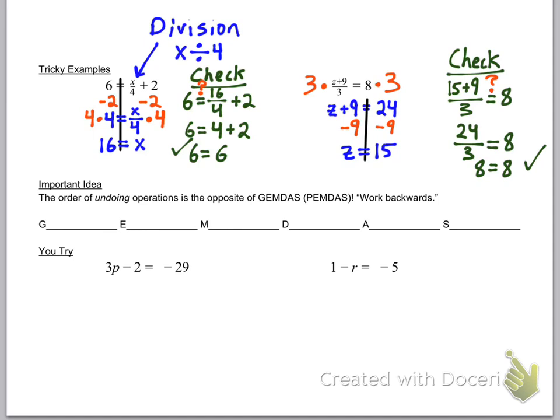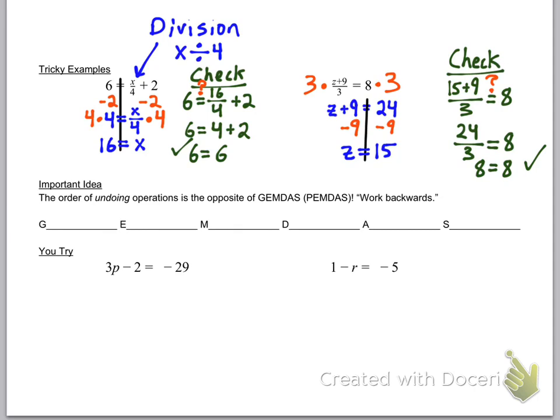So what in the world happened there? It seemed like on the left we did subtraction first, to undo the addition, and on the right, we did multiplication first to undo the division. Well, this has to do with the order of operations. Whenever you're undoing operations, you go in the opposite order of doing the operations or evaluating it.